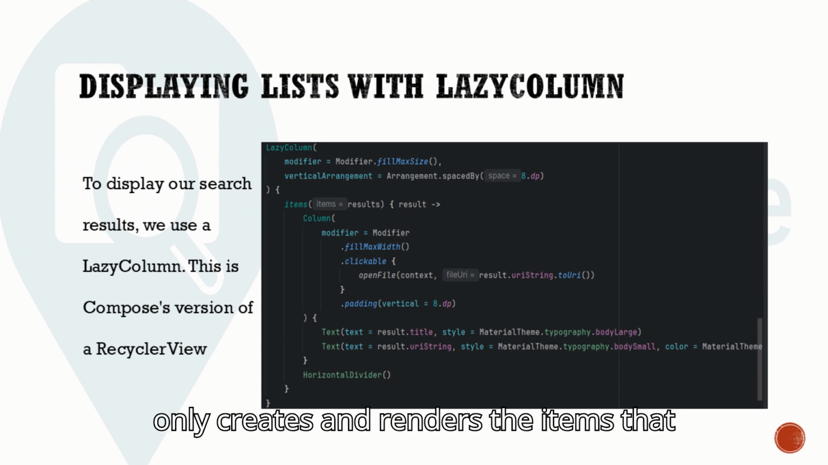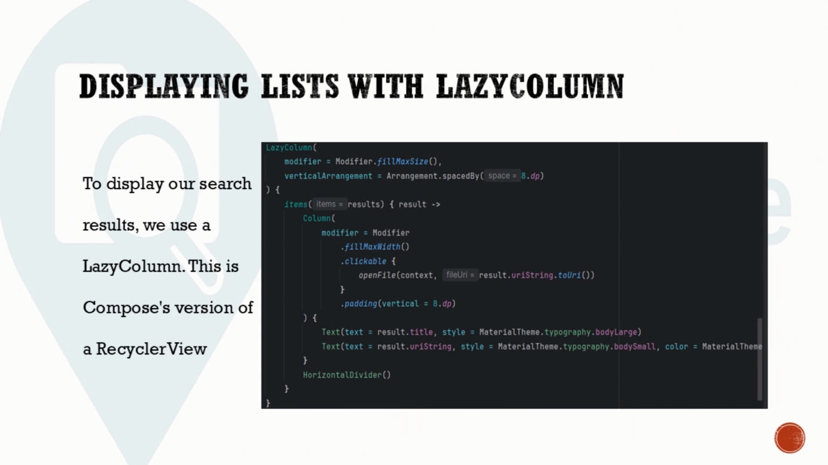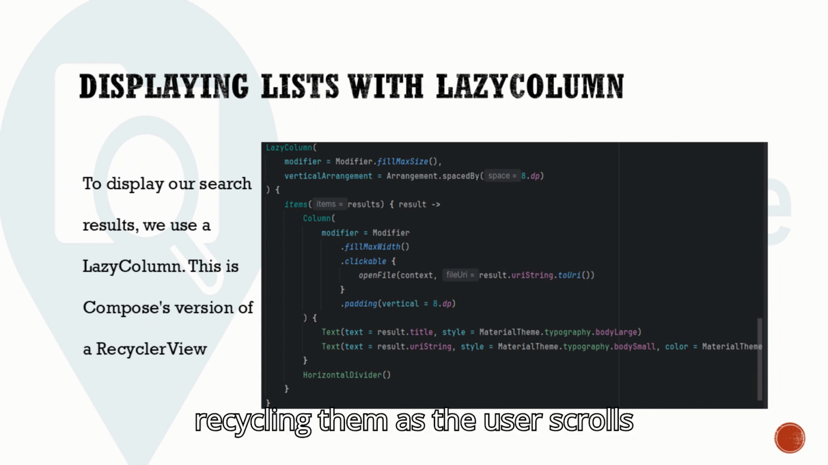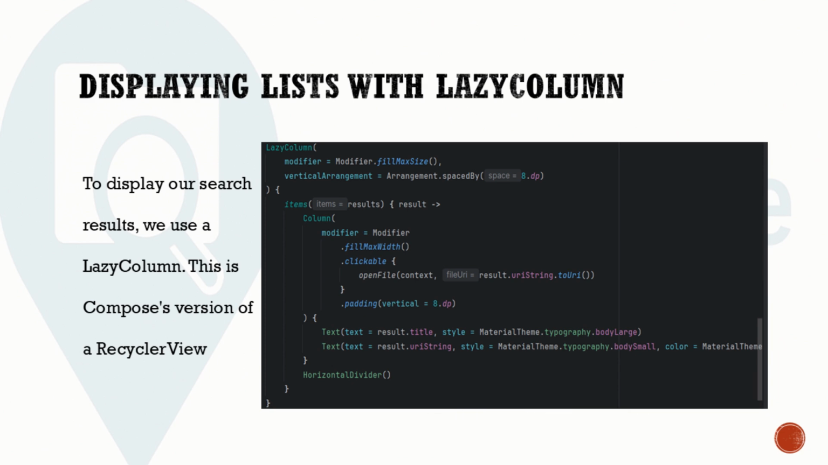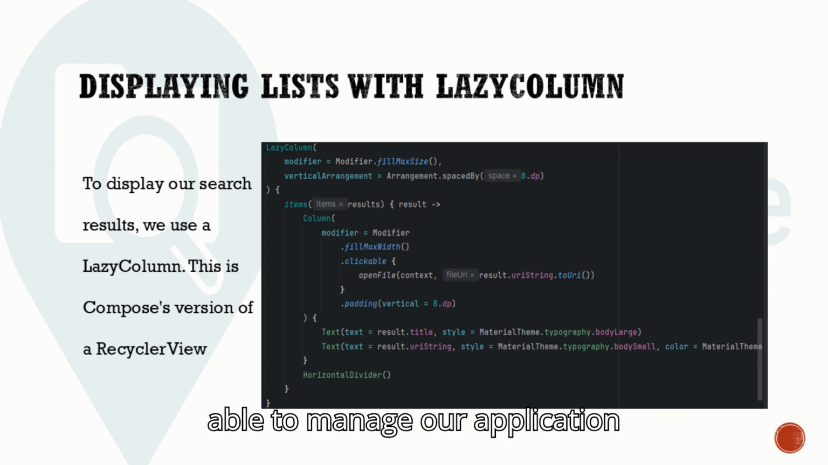It only creates and renders the items that are currently visible on the screen, recycling them as the user scrolls up or down. This ensures our app remains smooth and performant. Even with a huge number of results, we are able to manage our application without making it crash.